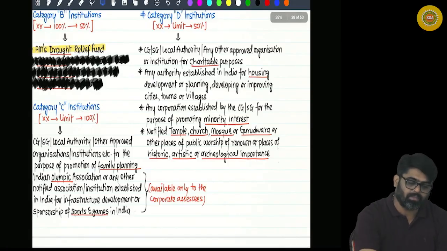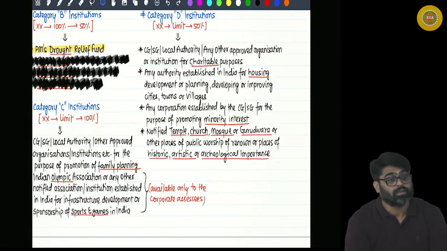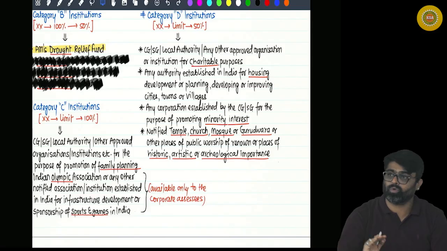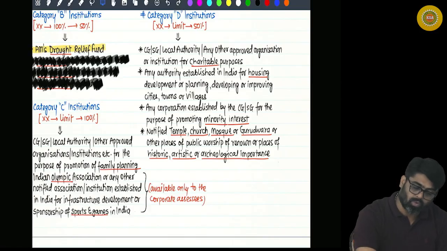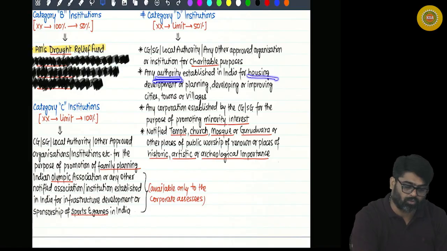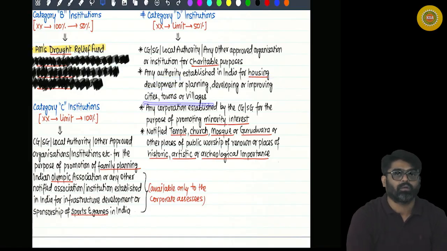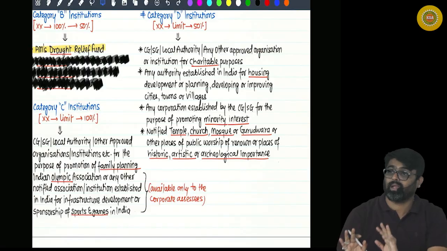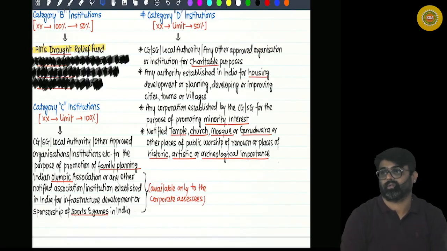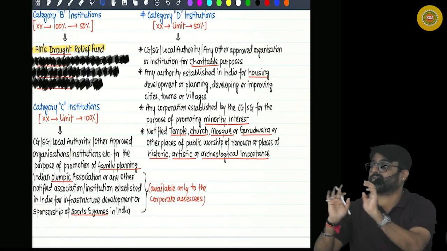Now, if you go to category D, you have to remember only three to four words. Charitable purpose. Charity, can you remember? If you donate for charity, for a charitable purpose, that is category D. Or if you donate to any authority established in India for housing development or planning, developing or improving cities, towns, a town planning authority, or any housing development authority, any authority for infrastructural development.